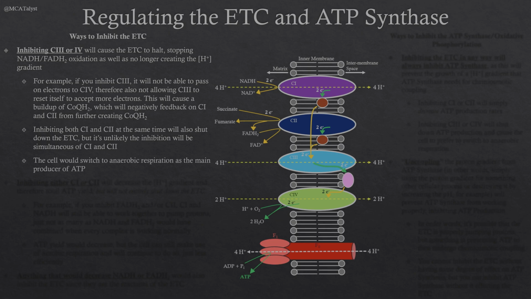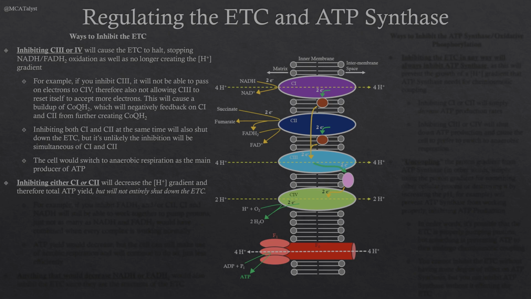In this scenario where we have basically entirely shut down the electron transport chain, there are no protons that ATP synthase can take advantage of, and therefore the cell is mainly going to switch to anaerobic respiration, where we're only going to be running glycolysis, fermentation, and the Cori cycle, only producing 2 ATP per glucose.